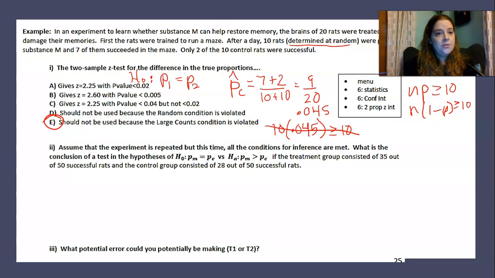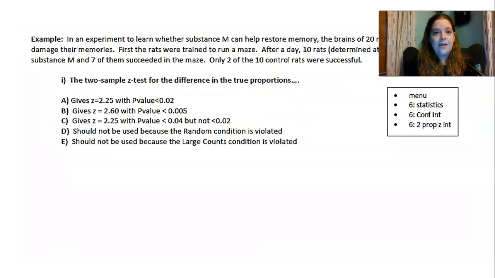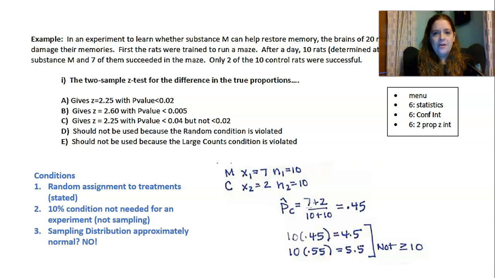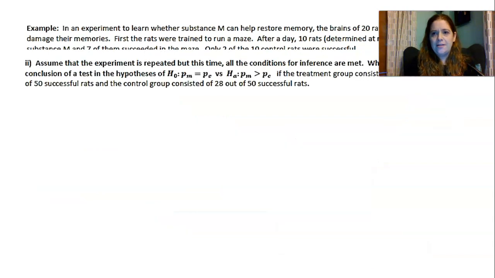Okay, so the next one says, assume that the experiment is repeated this time and all the conditions for inference are met. Okay. All right, so these conditions are met. Okay, we check our large counts. That doesn't work out. Okay, so assume all the conditions for inference are met.